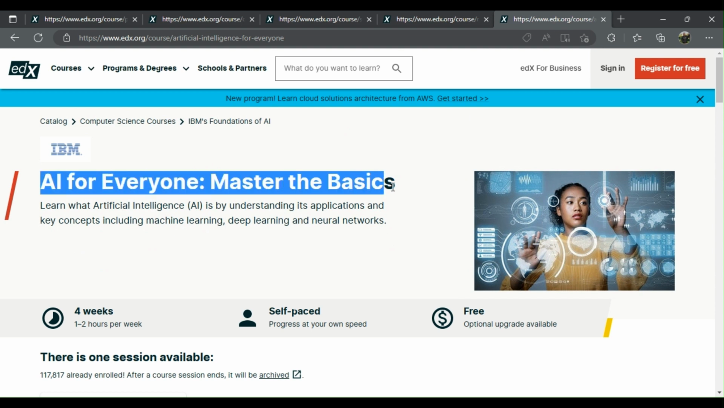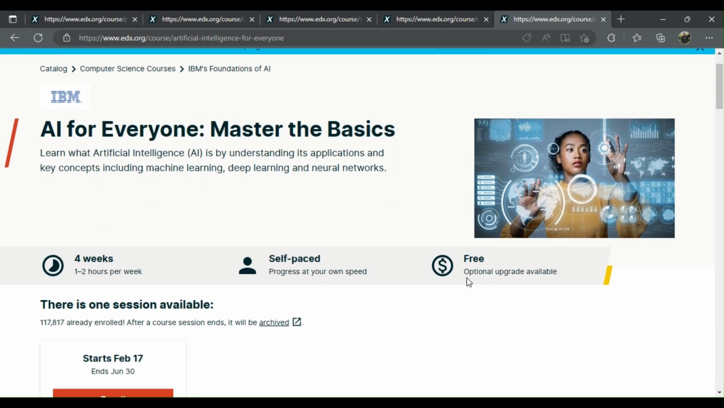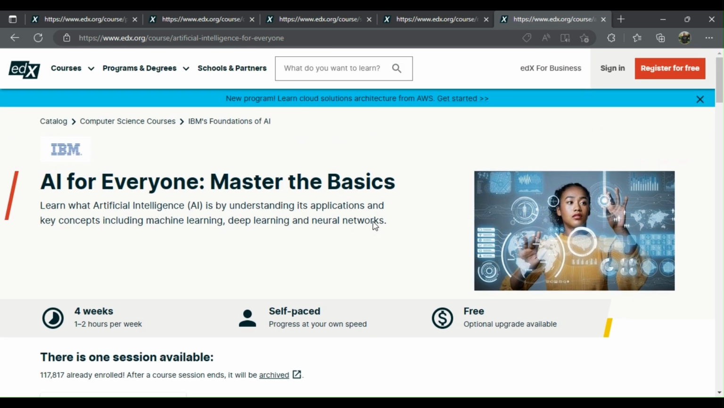Master the basics. Learn what artificial intelligence, AI, is by understanding its applications and key concepts including machine learning, deep learning and neural networks. Happy learning!